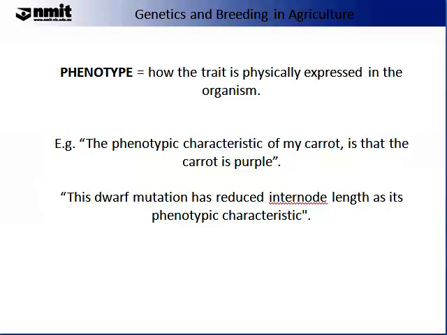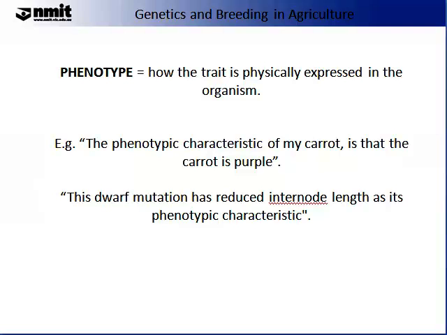The next term I'd like to deal with is phenotype. A phenotype is how the trait is physically expressed in the organism. This is perhaps the easiest of all the terminology for us to understand. For example, the phenotypic characteristic of my carrot is that the carrot is purple.